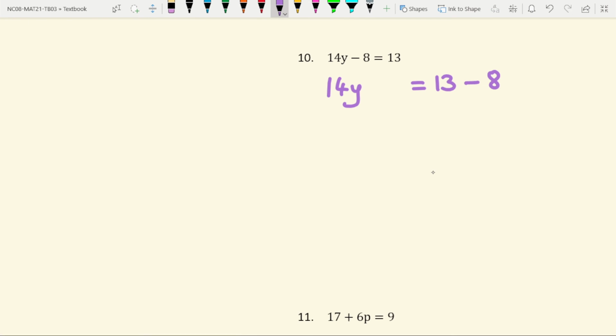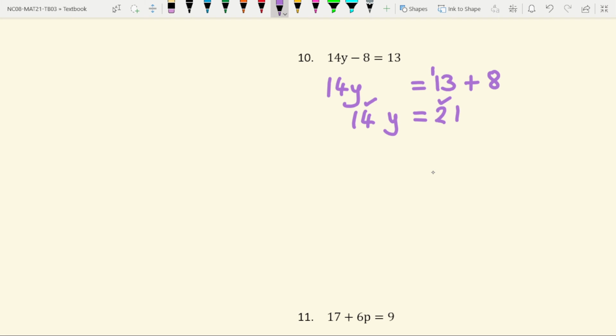Subtraction will turn into addition, minus will become plus. So 13 plus 8: 8, 9, 10, 11, 1 carry, 1 plus 1 is 2, so it is 21. 13 plus 8 is 21, and here 14y will remain. What is the relationship between 14 and y? 14 is a known term, 21 is a known term, so both should be on the same side, the right hand side. So to bring 14 to the right hand side, we have to change the symbol.